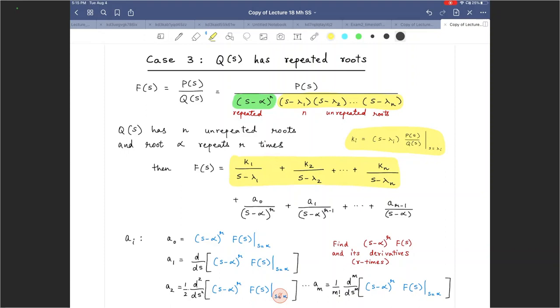Now coming to the repeated roots here. For repeated roots, I'm going to have to find some coefficients a sub 0, a sub 1, a sub 2 and so on. Actually, these are all repeated roots.